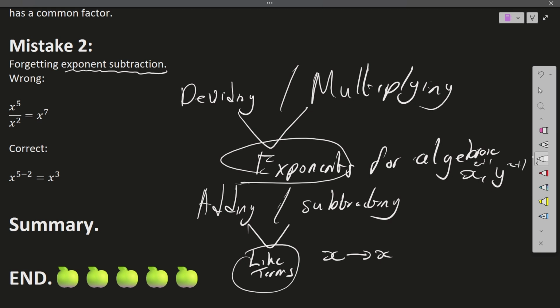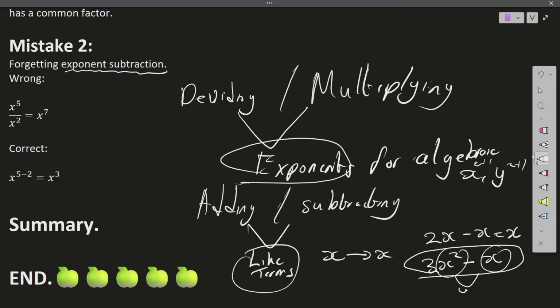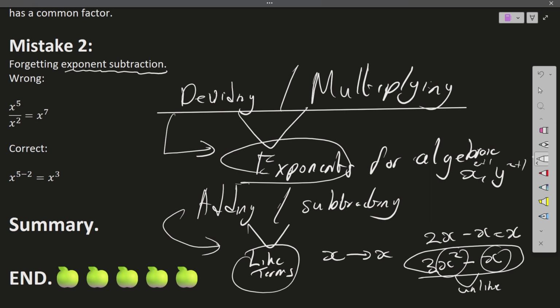In adding or subtracting algebraic terms, you are working with the like terms. So x can minus x. If you had 2x minus x, that is x, right? If you had 3x squared minus x, this is final. It doesn't change. Remember why? Because these are not like terms. These are unlike terms, and therefore you leave them like that. I wanted to make this distinction so you can never make this mistake. So dividing or multiplying, you are working with exponents. Adding or subtracting, you are working with like terms.